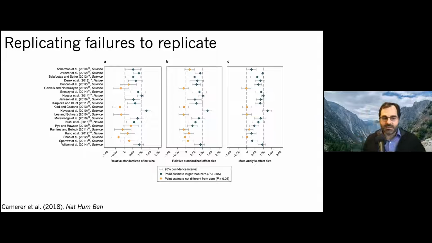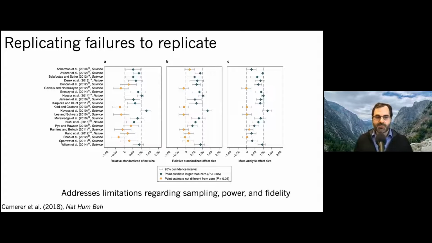Just to cite one of these, this is a paper by Camerer 2018, so about three years later, that addressed the limitations of the earlier study regarding sampling, power, and fidelity by doing high fidelity, very high power replications of key findings from a systematic sample from the journals Nature and Science, in which the entire sample actually was replicated. So all 20 of the findings that met the inclusion criterion were replicated. So this estimate now does generalize to that particular journal set pretty well.